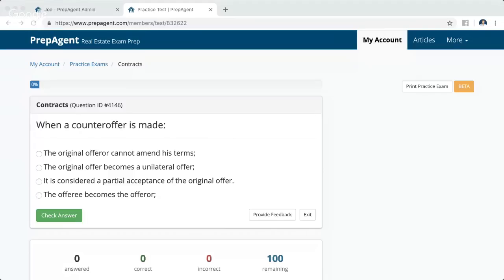All right. What is a counteroffer? Do you guys know? Who here knows what is a counteroffer? Nice job, Stephen O. A counteroffer is a brand new offer. It's a brand new offer.